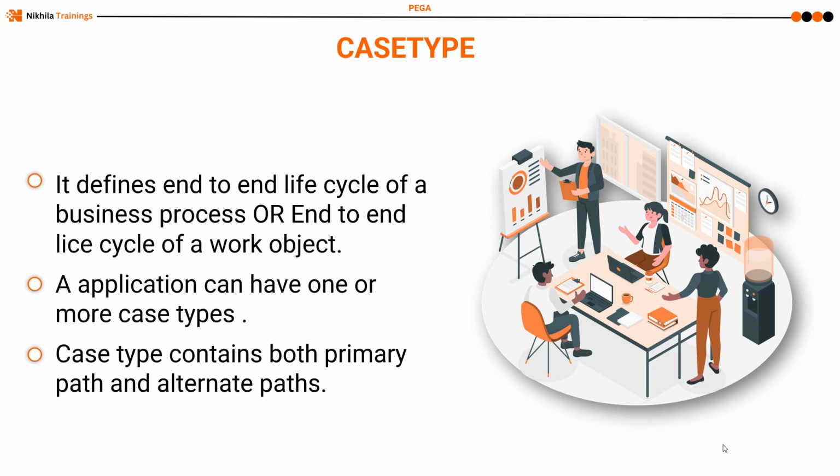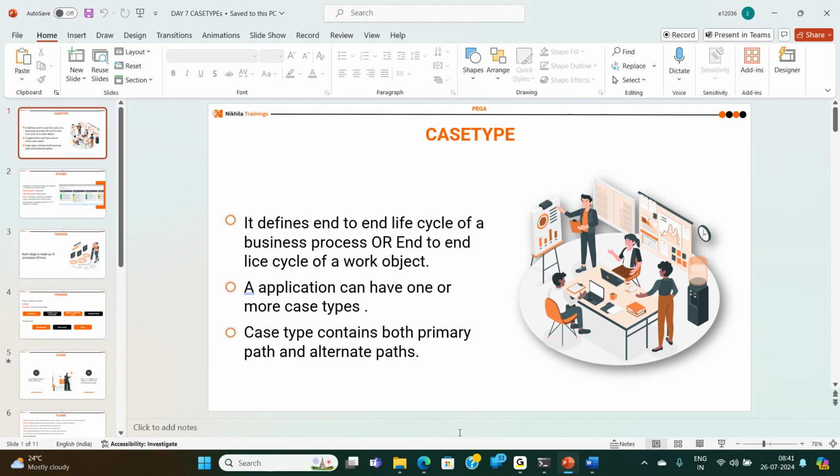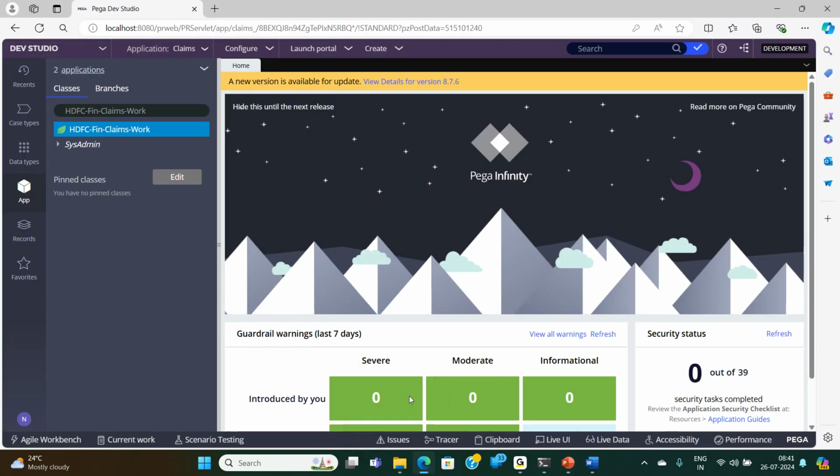So generally the senior most people in the team will be doing this. Junior resources are not going to be a part of this. Okay, so the first thing that we do when we build a project is we are going to build the case type rule in Pega.